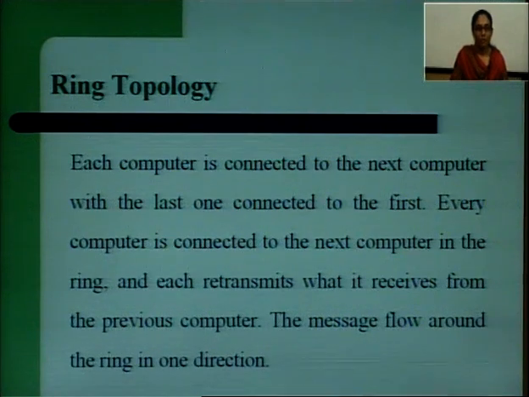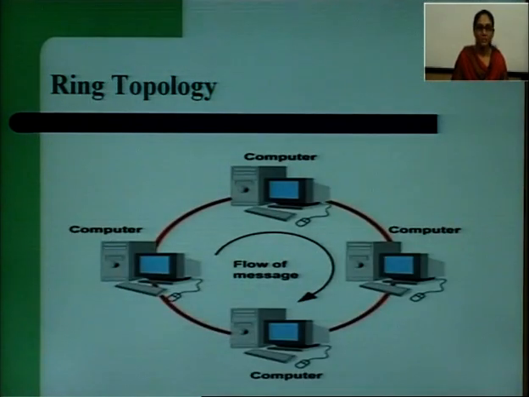Now the ring topology: each computer is connected to the next computer, with the last computer attached to the first one. Every computer is connected to the next computer in a ring form. Each retransmits what it receives from the previous computer, so the message flows around the ring in only one direction. From the diagram it is clear.